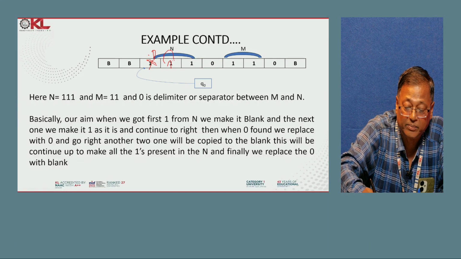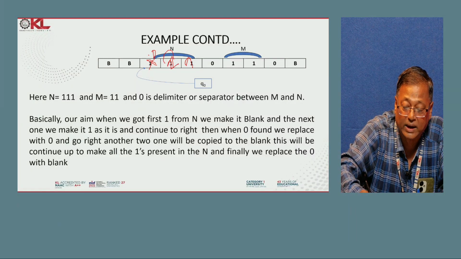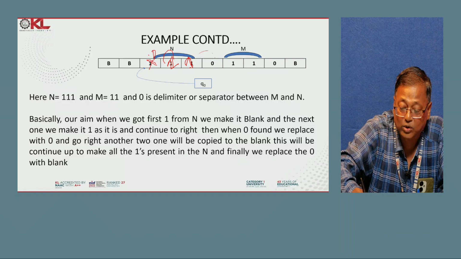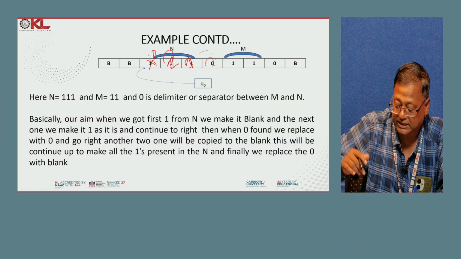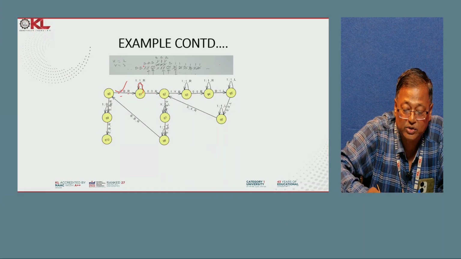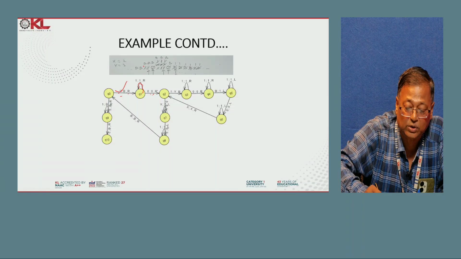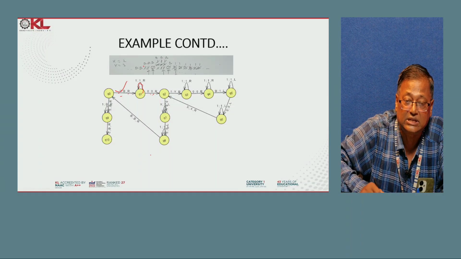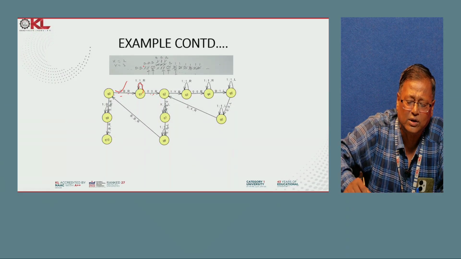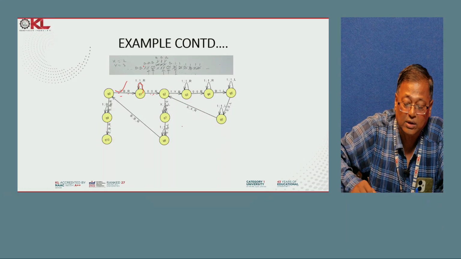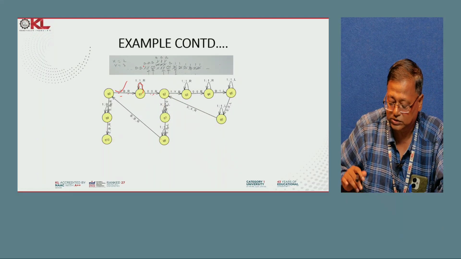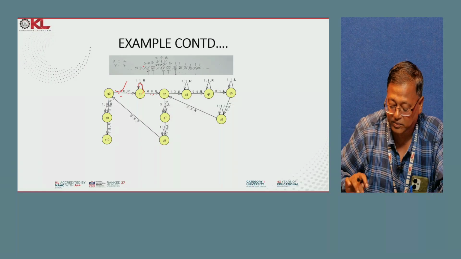If I got 1, make it 1, write 1 and go to right. Again I got 1, make it 1, write 1 and go to right, like that. If I got 0, write 0 and go to right, like that it is written. If I got 0, write 0 and go to right. Like that this diagram will be described, and the same method will continue up to halt. All the ones are copied.